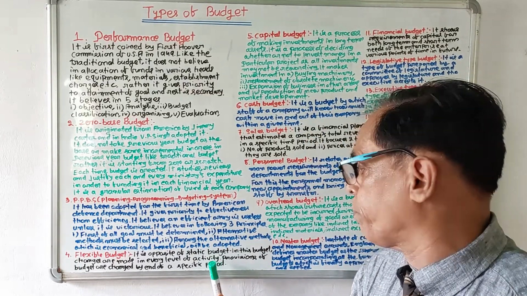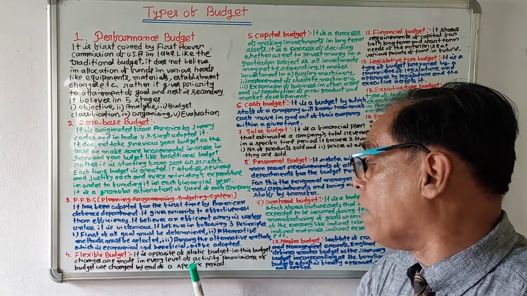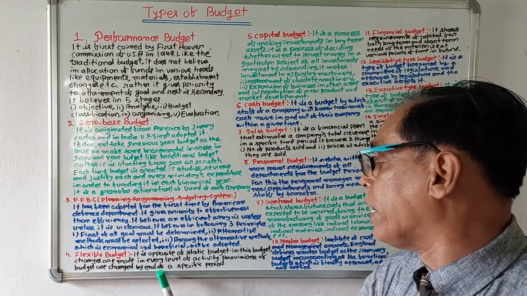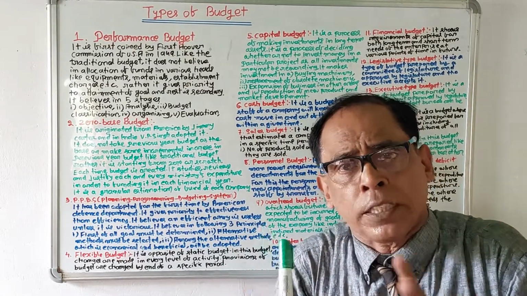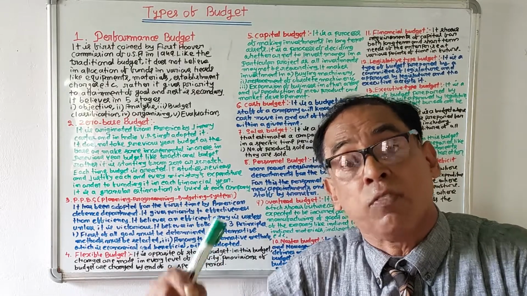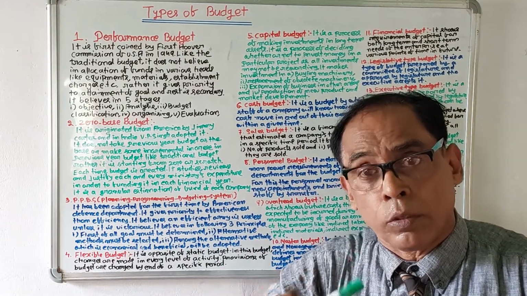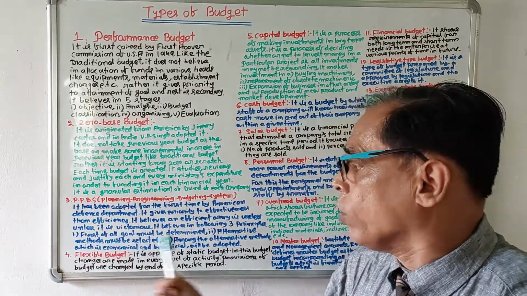But in a flexible budget, the changes are made at every level of activity. Provisions of the budget are changed by the end of a specific period. In a flexible budget, allocations are changed on the basis of the level of activity, or changed with a specific period of time. So this is the flexible budget.